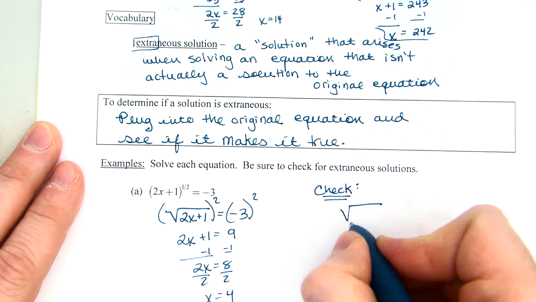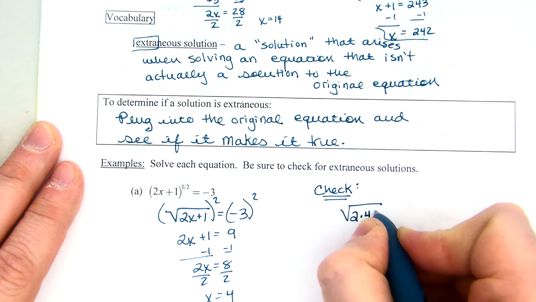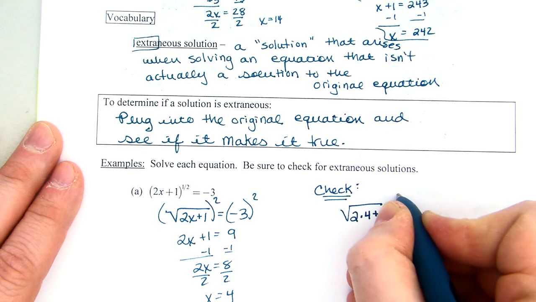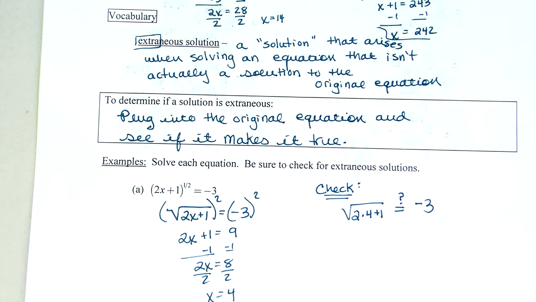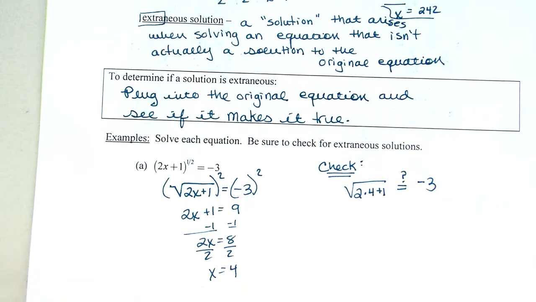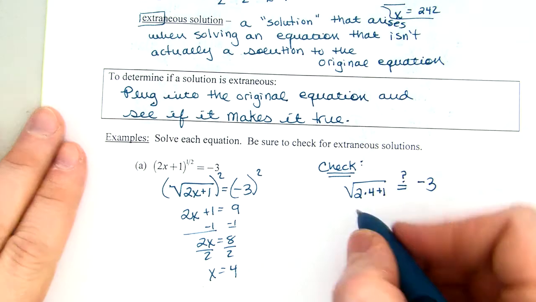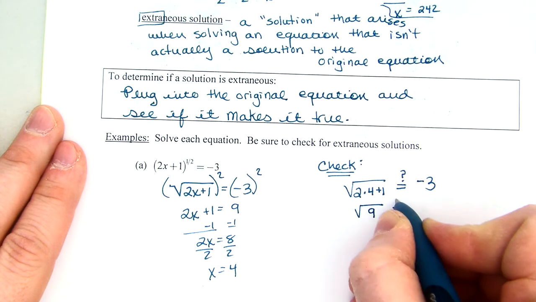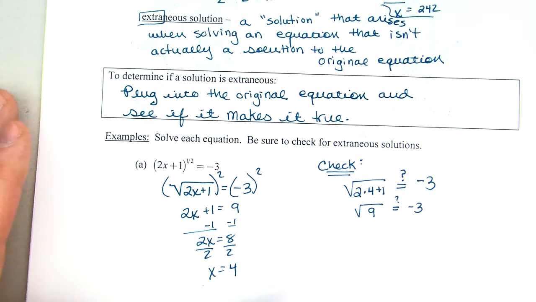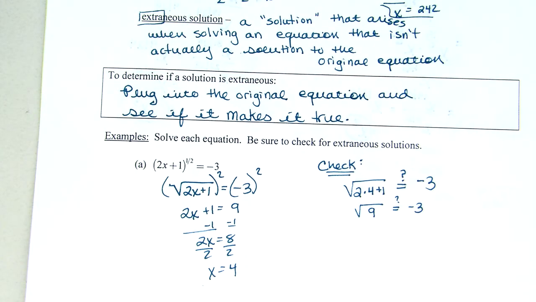So I'm going to say square root of 2 times 4 plus 1. And I want to see, I'm making up a symbol here, equal sign with a question mark, maybe equals. We'll see if it actually does end up equaling that. I want to see if it equals -3. Hold on a second. We're going to get square root of 8 plus 1, square root of 9, maybe equals -3.